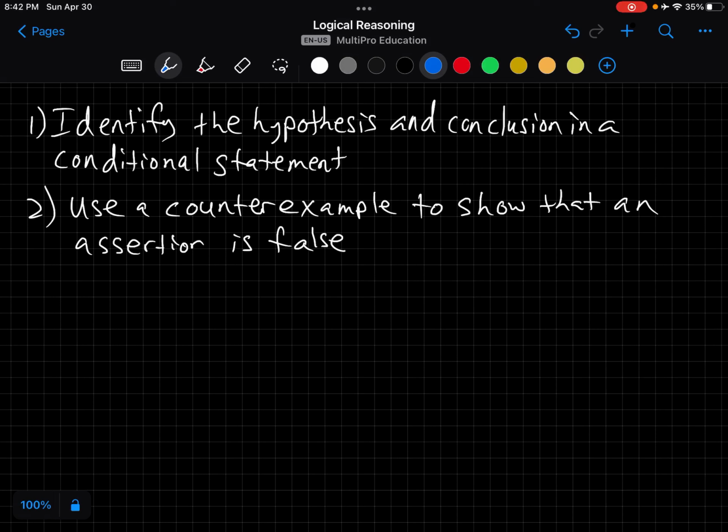Hello, everyone. Today we get to talk about one of my favorite topics and something that a lot of people don't use. But in my line of field, I use it quite a bit. So today we are going to talk about logical reasoning.